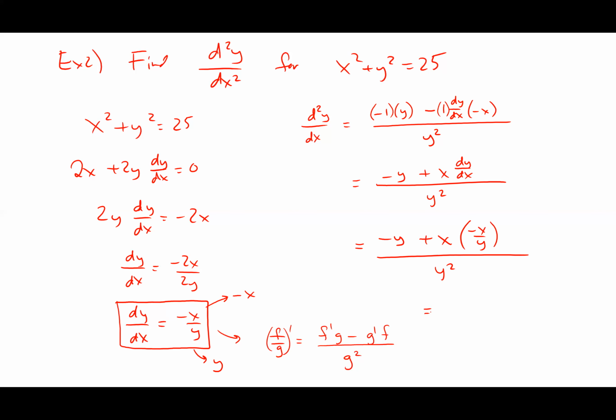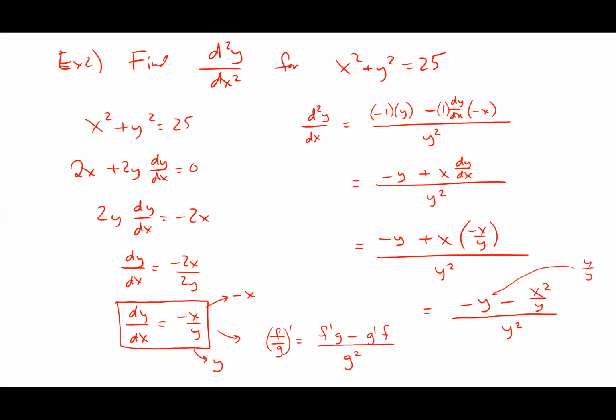Okay, I think we're almost done, maybe. No, we got some simplifying to do. So now we have negative y, minus x squared over y, and I have myself a complex fraction on my hands. Oh boy, here we go. So for the top numerator, I need common denominators now. So I'm running out of space as well. In this case, we have to multiply this guy by a y over y, and I'm going to do that on the next slide.